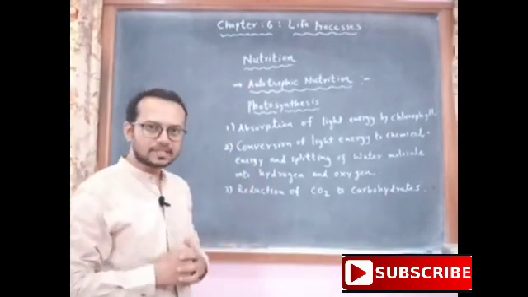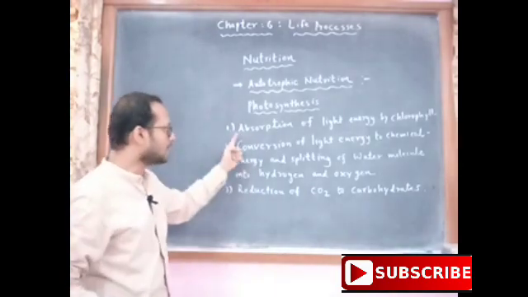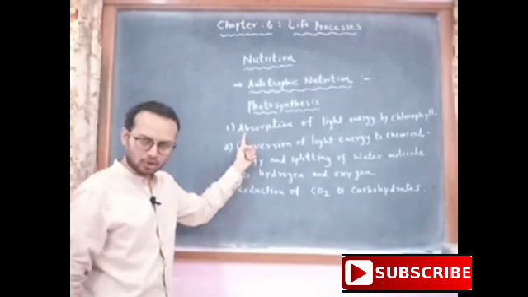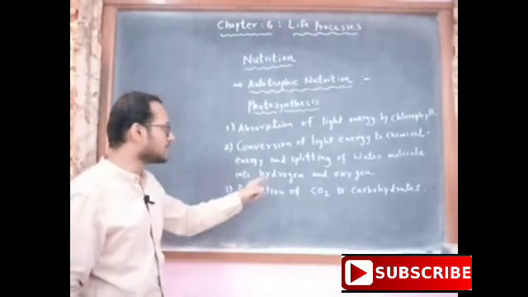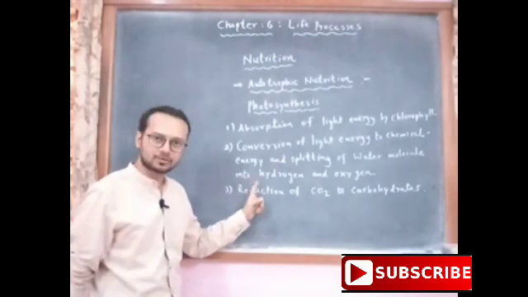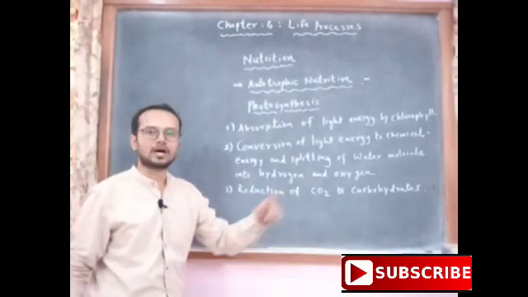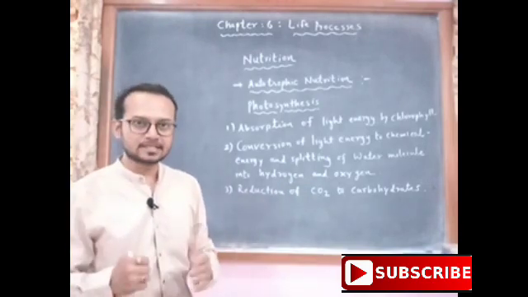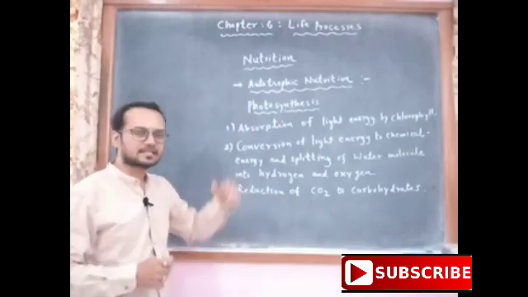So once again, the three steps performed during the process of photosynthesis are: number 1, absorption of light energy by chlorophyll; number 2, conversion of light energy to chemical energy and splitting of water molecule into hydrogen and oxygen; and number 3, reduction of carbon dioxide to carbohydrates. This is the whole process, or the steps by which photosynthesis occurs.